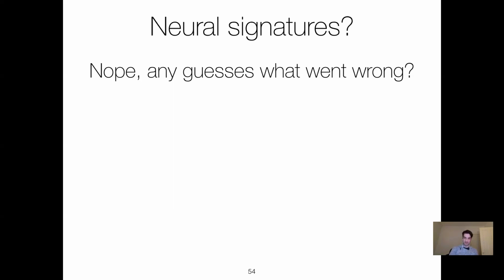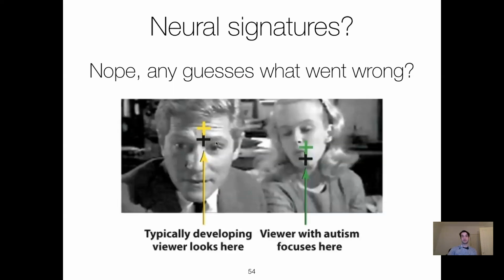There's a lot of different guesses that people had, but I've already actually kind of hinted at it. The issue is that it comes down to the way that autistic and control people look at faces, because typically developing people will look more in the eye region, whereas people who have autism won't look in the eyes as much. They'll look a lot more towards the mouth, the chin, sometimes at the shoulders and the neck.